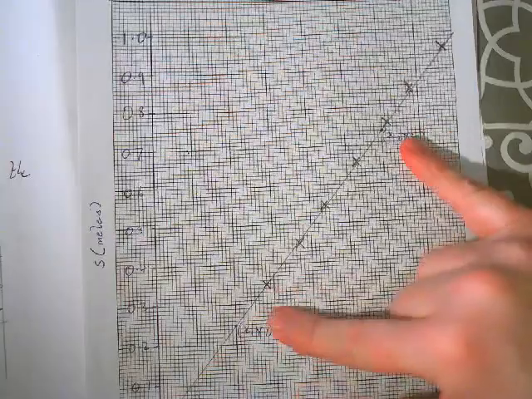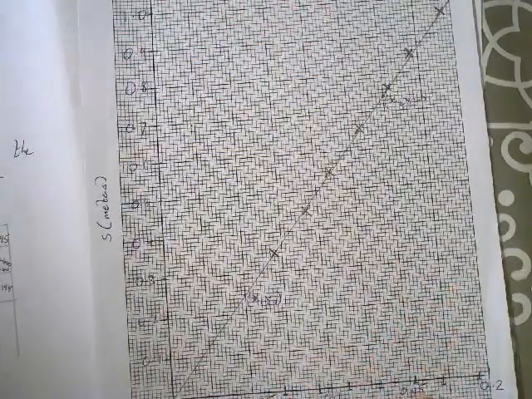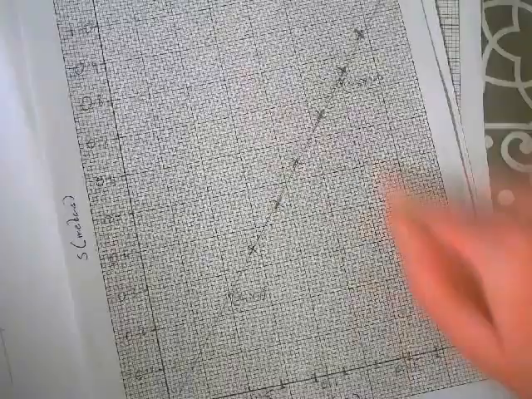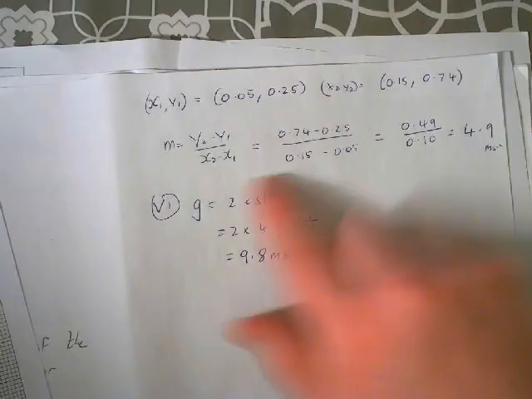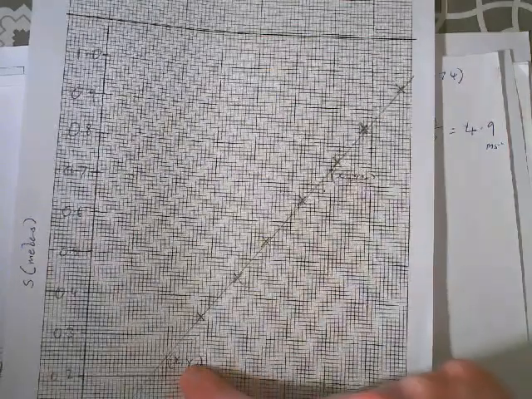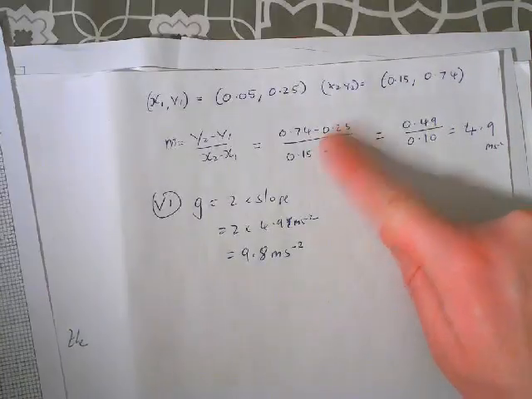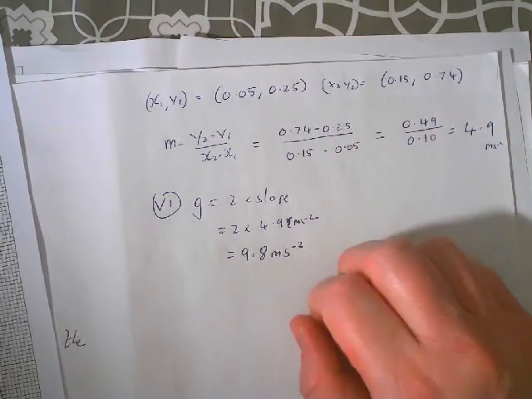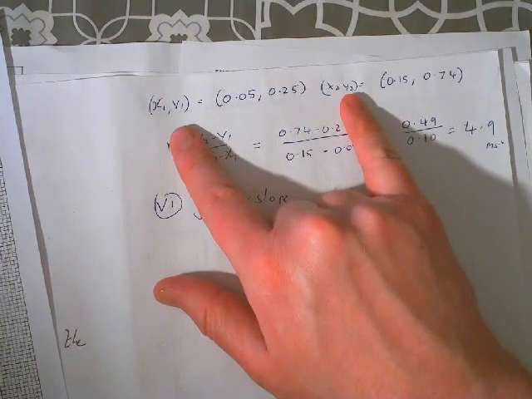Okay, so choose 2 points on your graph. I'm going to zoom in a little bit here. Choose 2 points on your graph and do the slope in between them. For the sake of ease, I went with 0.05 and 0.15 for the horizontal, just to make it a bit more straightforward. So switching over here, here's my slope calculations. My first point, 0.05, 0.25. And the second one is 0.15 and 0.74. So there's my 2 points.